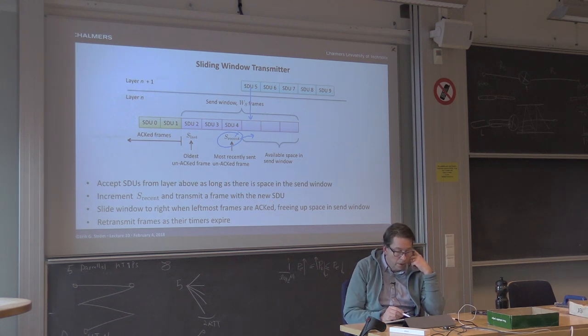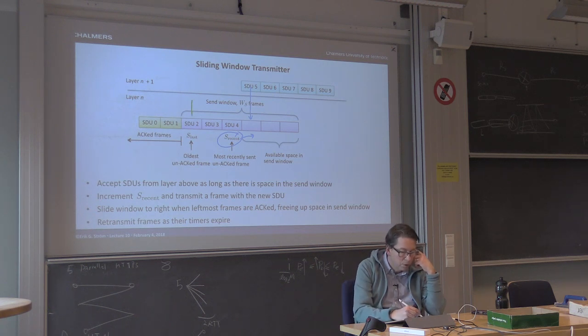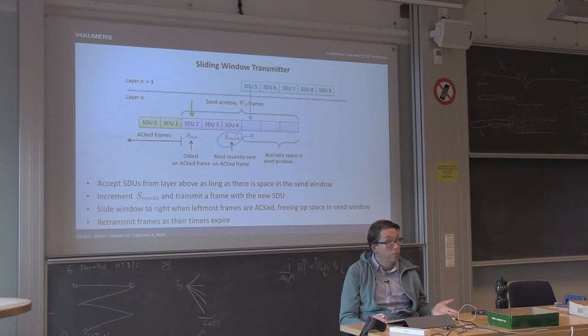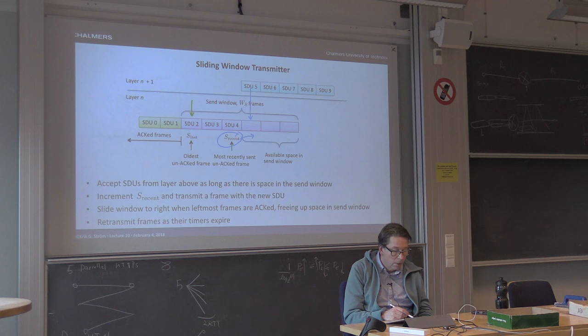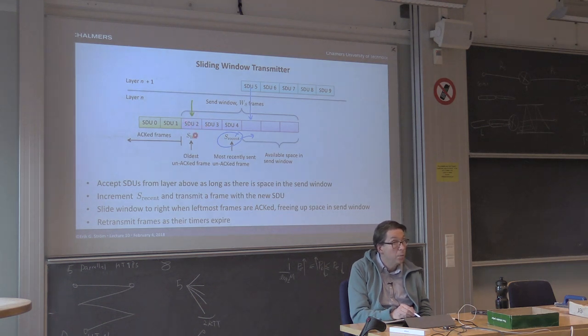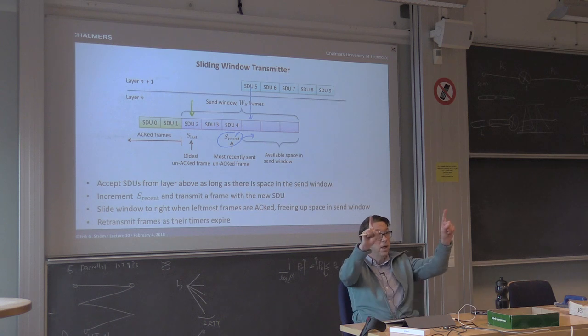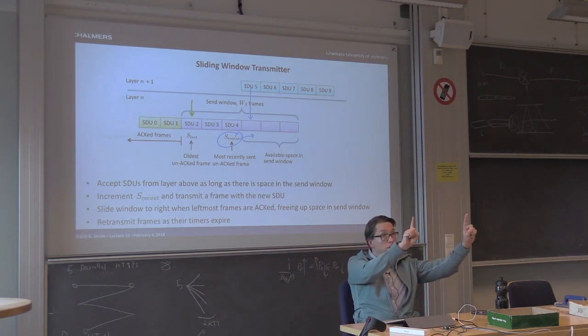Whenever we receive an acknowledgement, suppose we receive one for service data unit number 2, the transmitter does not need to store it anymore because we know it has been delivered. So it is deleted out of the buffer, and we free up some space to the right. Another way to say that is that we take the window and slide it to the right by 1 item.